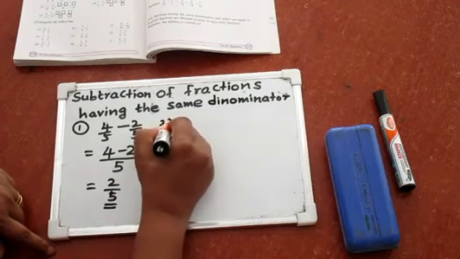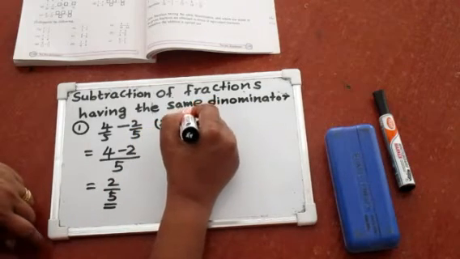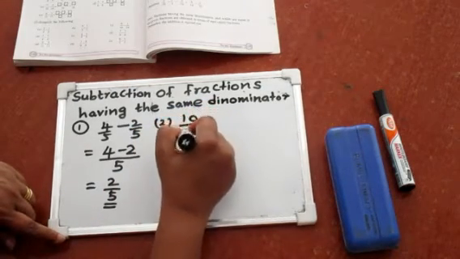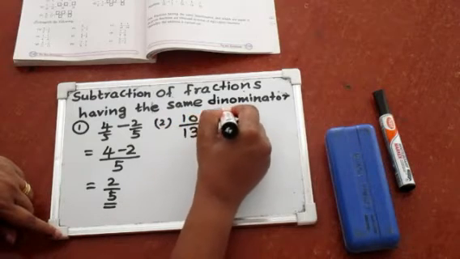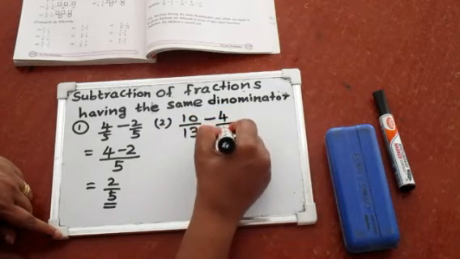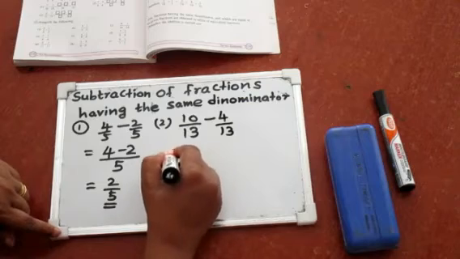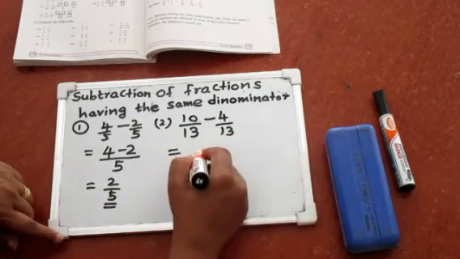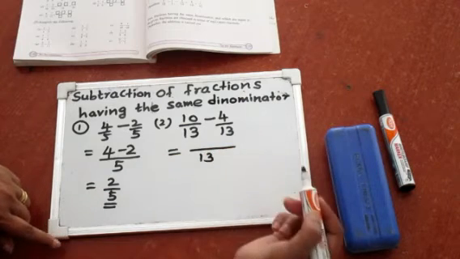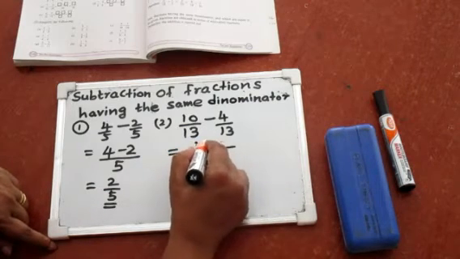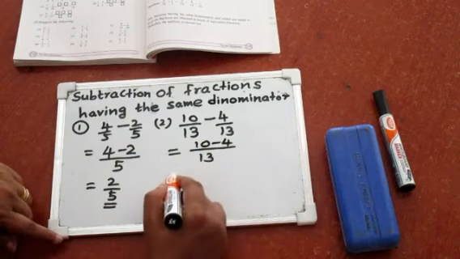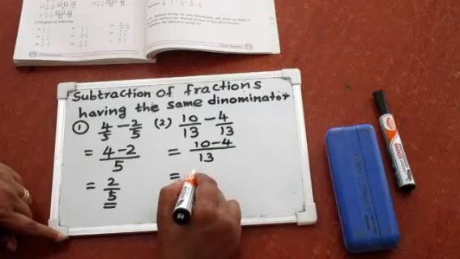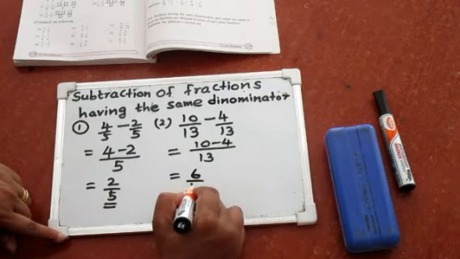Now see the second example. The second example is 10 over 13 minus 4 over 13. Denominators are equal. So do subtraction of numerators. Then write this step in this way: 10 minus 4. The answer is 6 over 13.